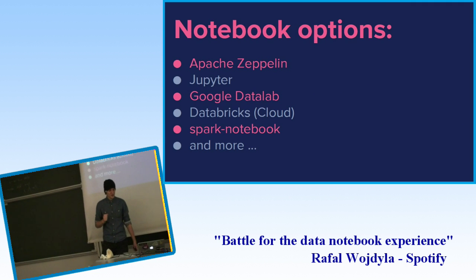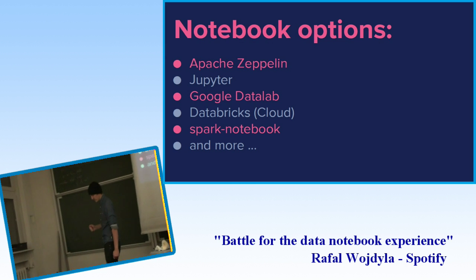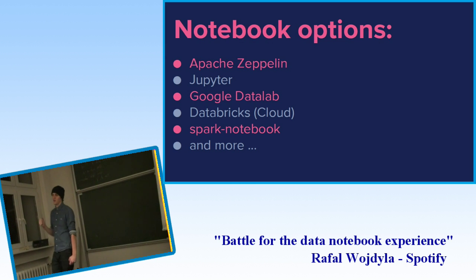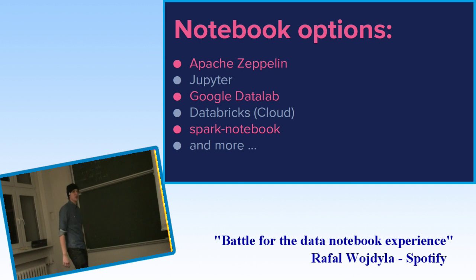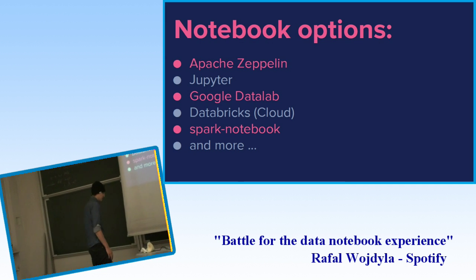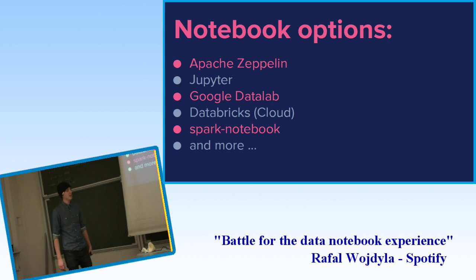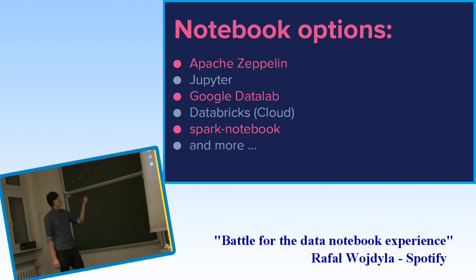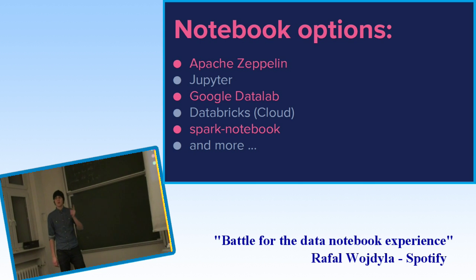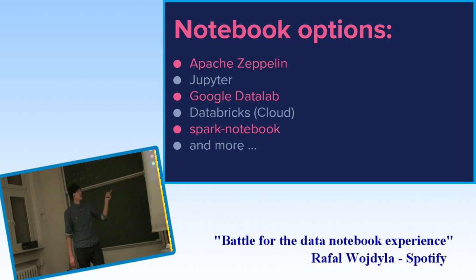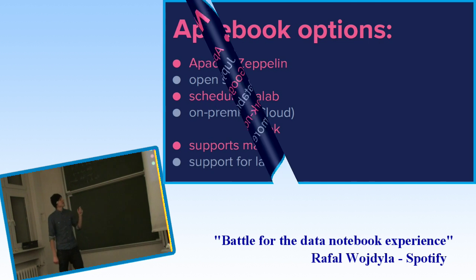No. So if we know the use cases and we know why Spark is so fast and why it enabled us to have notebooks, let's take a look at the options that we have right now. We're going to talk briefly about 4 of them, and then we're going to do a demo with one. First is Apache Zeppelin, then Jupyter, Data Lab, Databricks, and Spark Notebook. Anyone who used Spark Notebook maybe? Raise your hand. Cool. So these are the options.